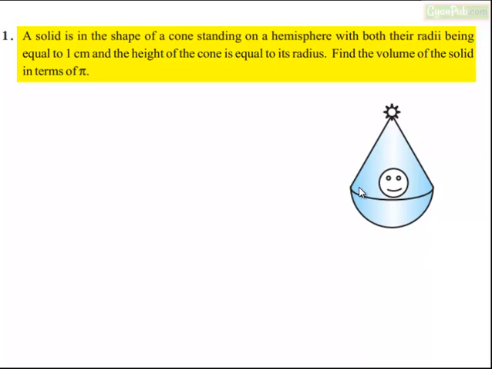So here the radius for both the hemisphere and the cone is given as 1 centimeter, and it is also given that the height of the cone is equal to the radius, h, that is equal to 1 centimeter. Now we are asked to find the volume of the solid.